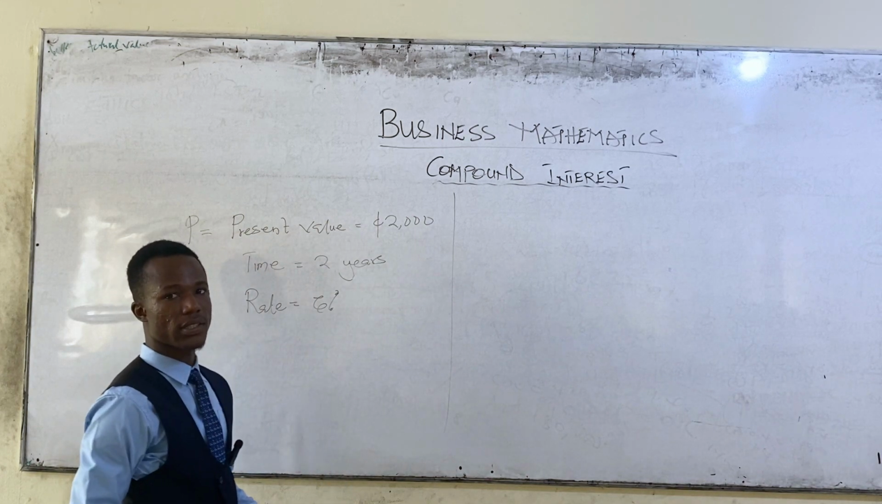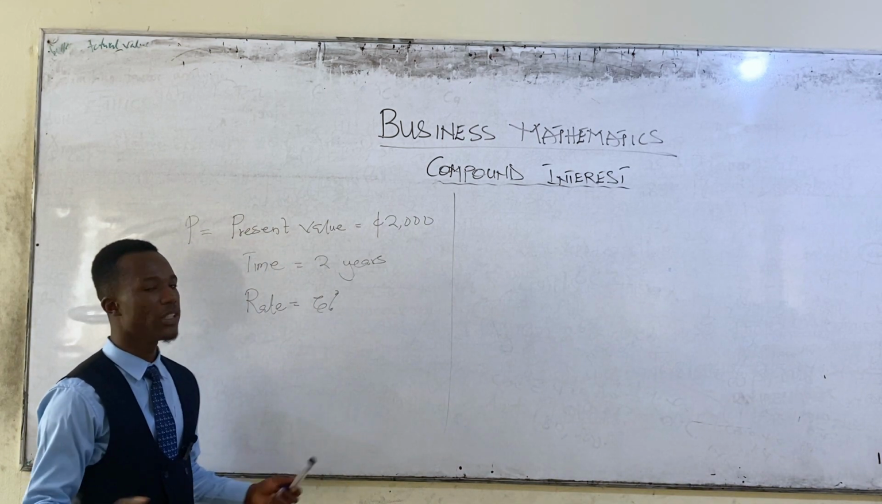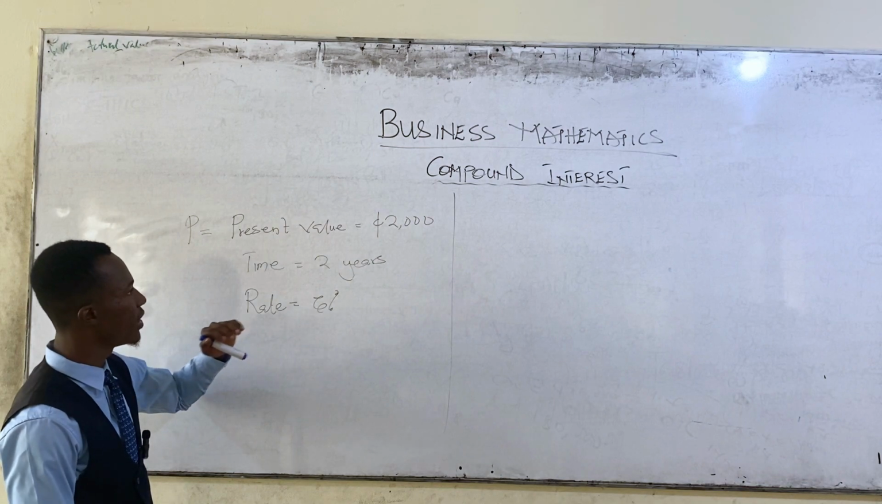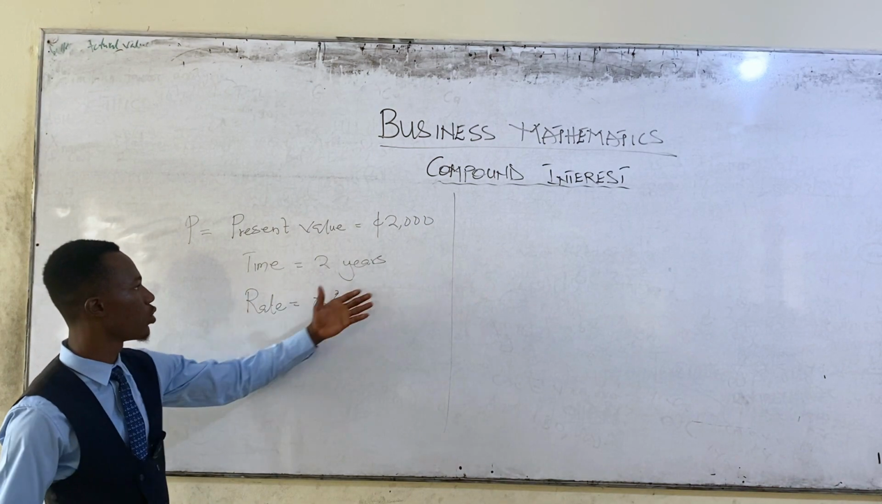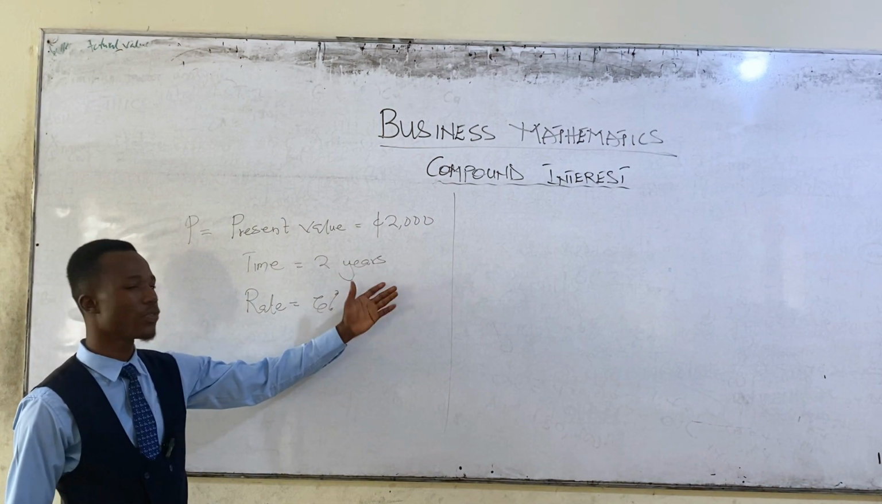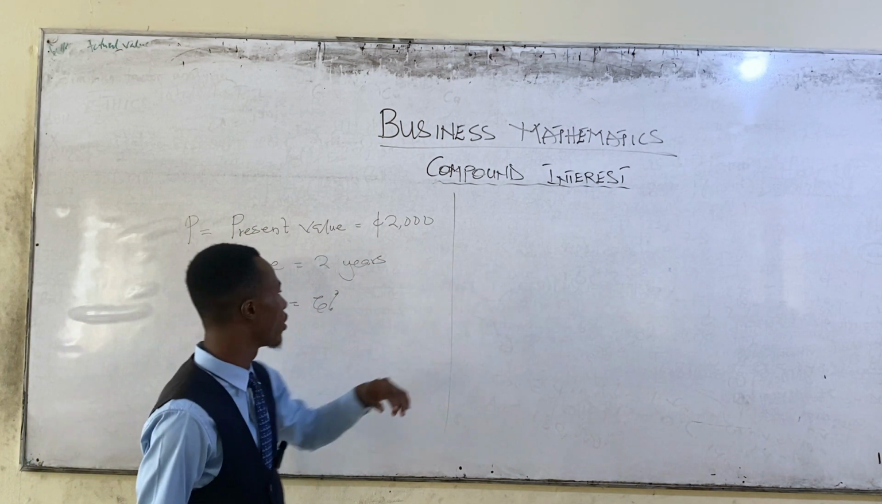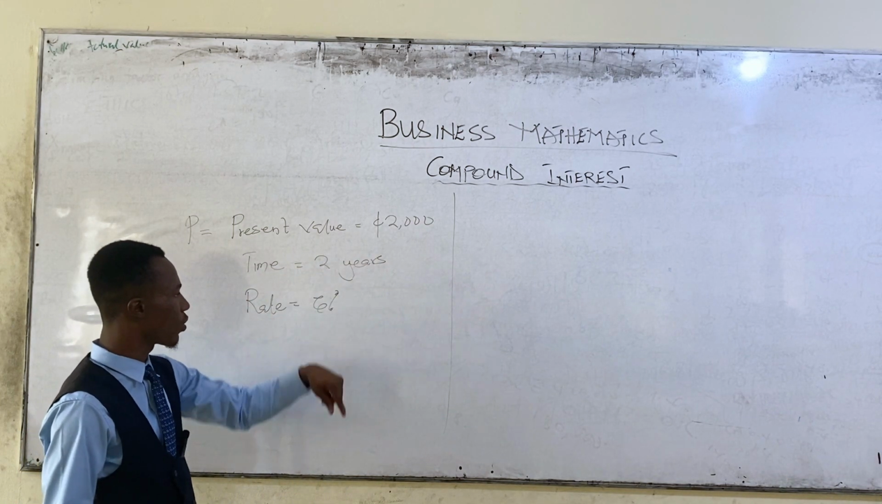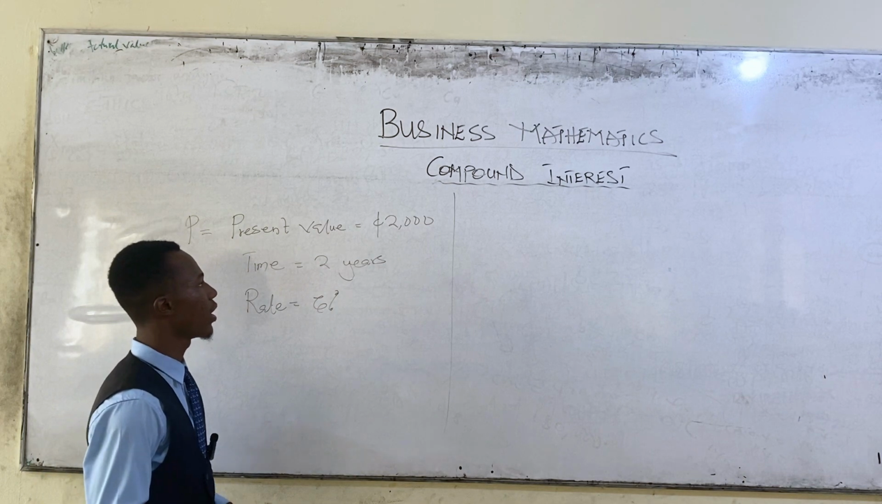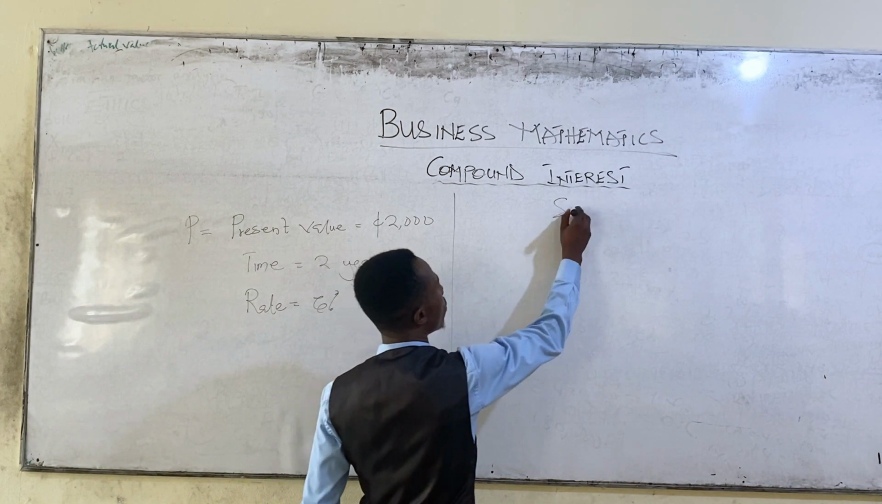Now, like I said, you are to calculate the interest every year. We have 2 years here. You are going to calculate the interest in the first year. Then after getting the interest, you add the interest to the principal to calculate the interest for the second year. So we say solution.